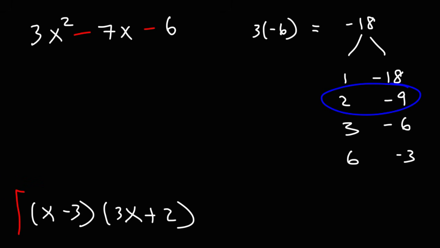So this right here is the answer. Now let's try a challenging problem. So consider the trinomial 72x squared plus 17x minus 70. How would you factor this particular trinomial?